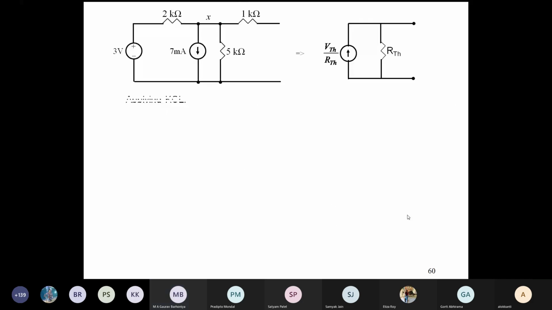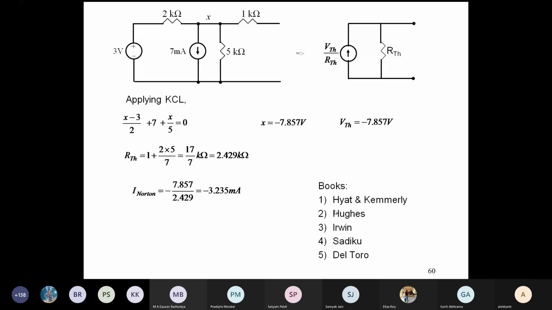Okay, some of you are asking about the books. You see these books. Note down these book names; they are full of problems.